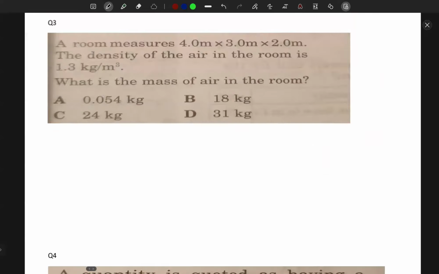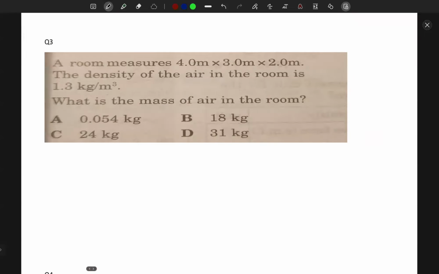So next we have this question where a room measures 4.0 meters by 3.0 by 2.0 meters. So these are the dimensions of the room. The density of the air in the room is also given. And what is the mass of air in the room? Any idea how we would go about this problem? Anyone? No.